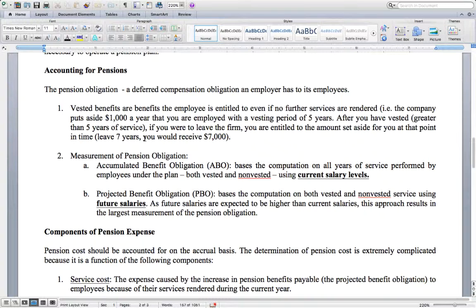One key note here is that if you leave the firm before the vesting period is up, you will often receive a proportional amount of that money that's set aside, whether it's after 3 years they give you 50% of the money, and so on.